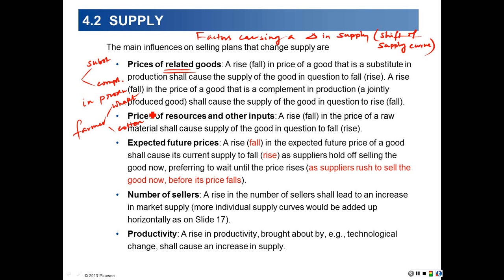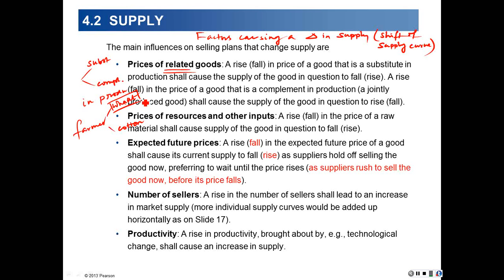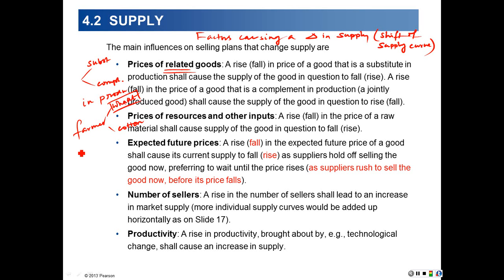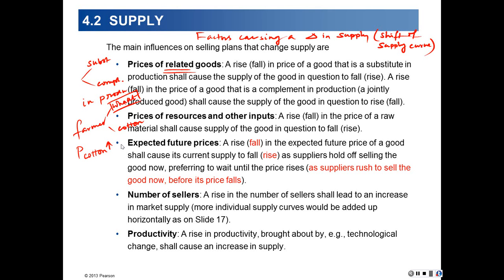Now, let's say that wheat is our good in question. So that's the supply that we are interested in. And let's say the price of cotton rises. So the price of cotton rises. What do you think will happen to this farmer's wheat production? Fall, because he would rather now grow more cotton on his land. Cotton prices having gone up.